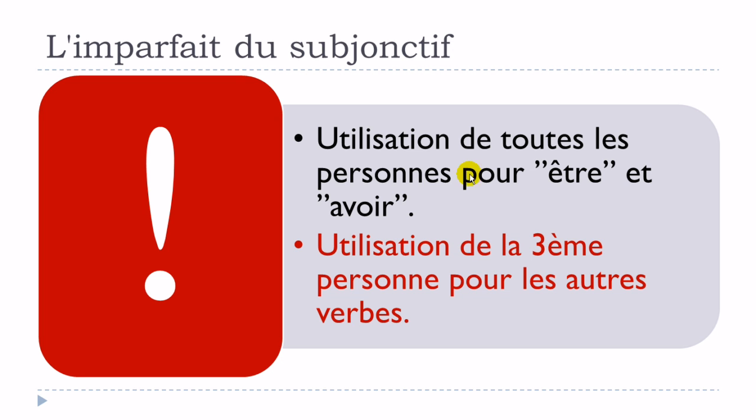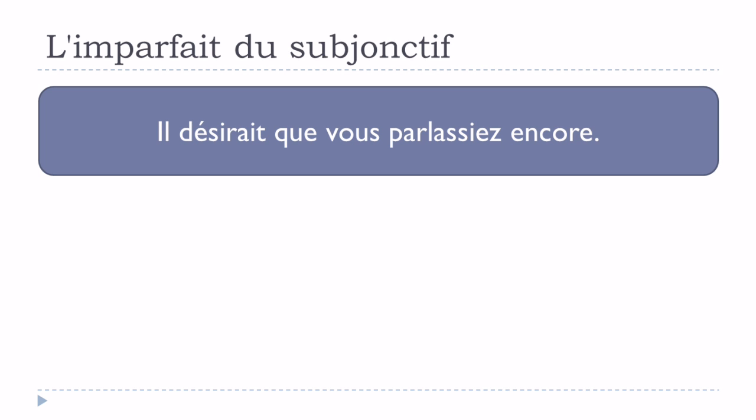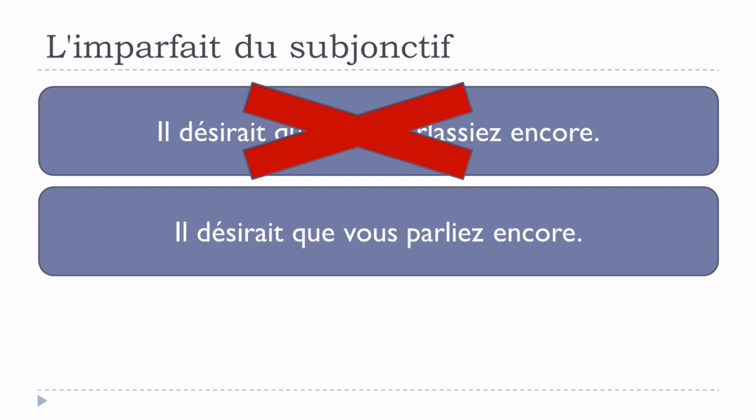So remember, as we saw, utilisation de toutes les personnes pour être ou avoir, and then for the other verbs, we will only use the third person from the singular or the plural. Okay, so let's see now. Il désirait que vous parlassiez encore. So basically it's correct. It's il désirait que vous parlassiez encore. But then we don't use that. Okay, it's too heavy now.